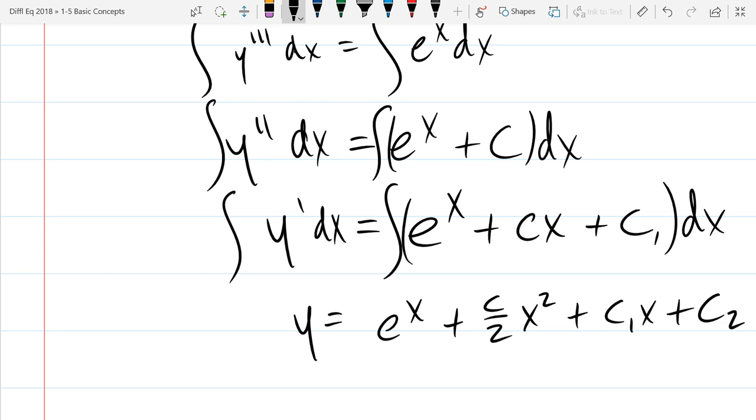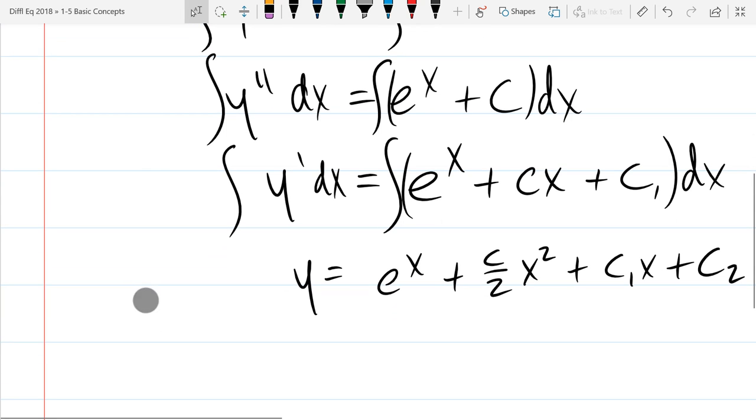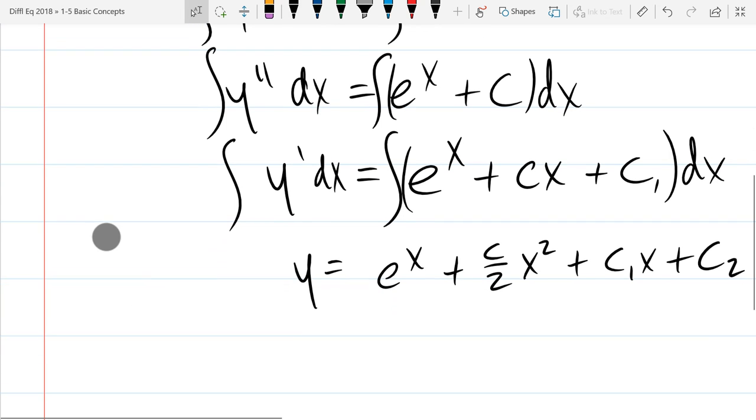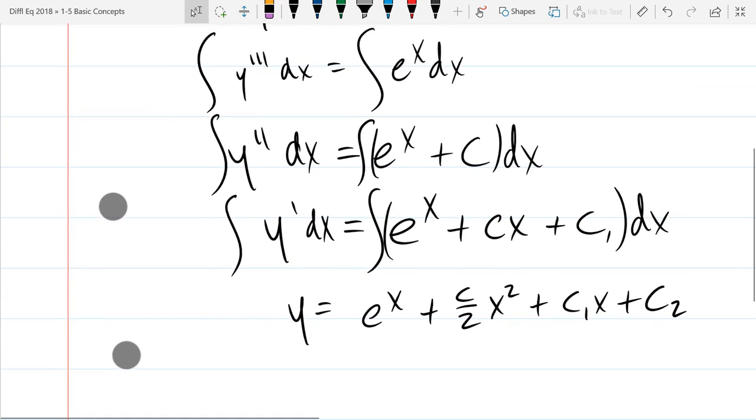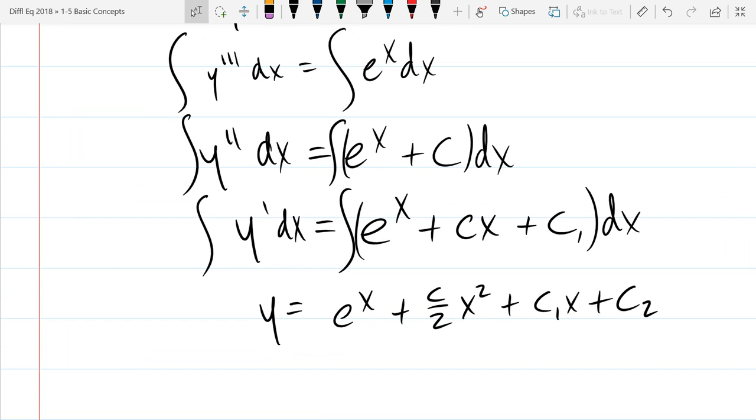Picked up a constant term, an x term, and an x squared term. Now we don't know their coefficients. If we have initial conditions, we can figure them out. Where are you getting the x's? Is it the antiderivative? So that's the variable.